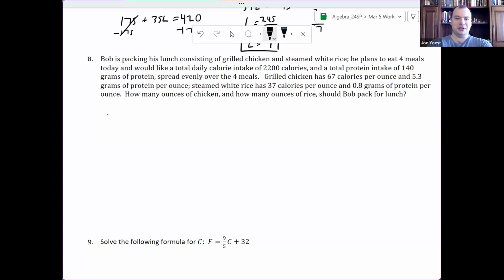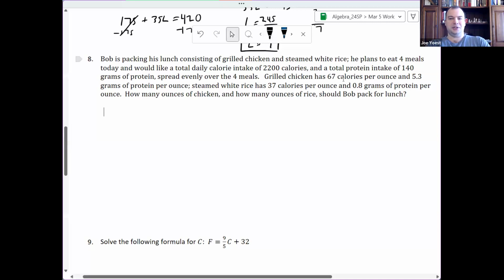He plans to eat 4 meals today and would like a total daily calorie intake of 2,200 calories and a total protein intake of 140 grams of protein. And he wants these spread evenly over the 4 meals. Maybe a pretty reasonable amount of calories and protein for somebody who's of moderate weight.